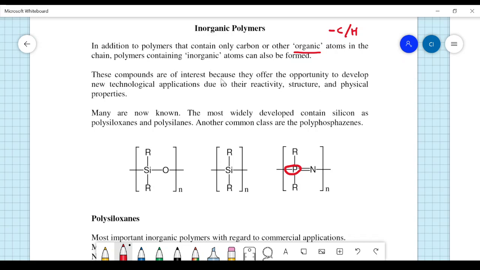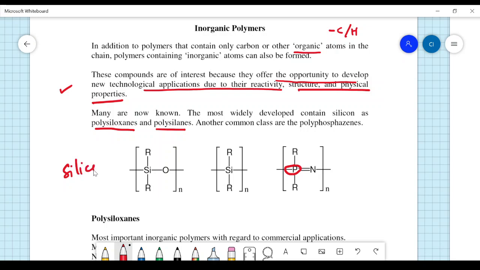These compounds are of interest because they offer the opportunity to develop new technological applications due to their reactivity, structural and physical properties. You can pause and take notes from these sections, and many are known. The most widely developed is silicon, polysiloxane, polysilane. This one, SiO. I think you have heard of silicones also, and silicates are different. Where you have this type of compound with an organic-like structure, you get silicones, and here you have this without oxygen, so that also gets repeated.